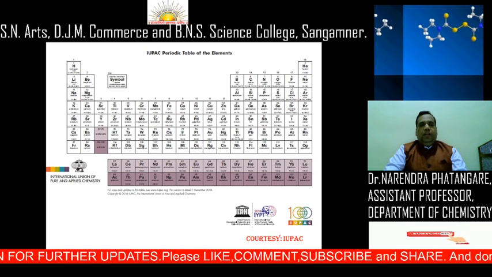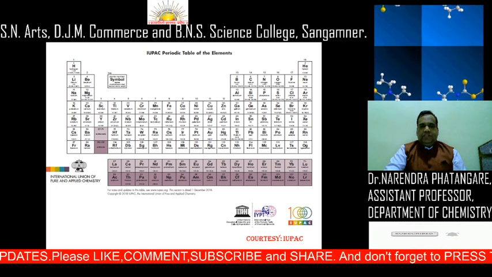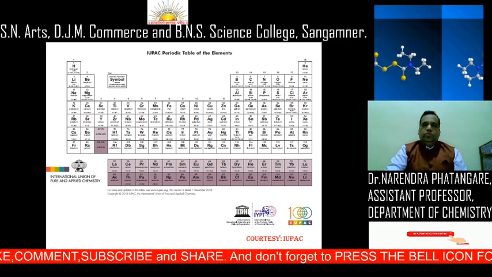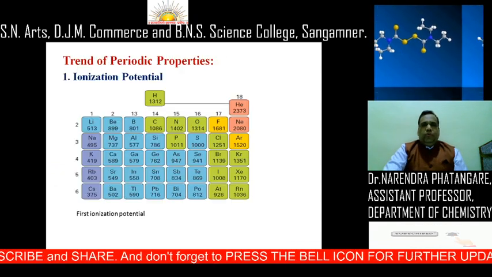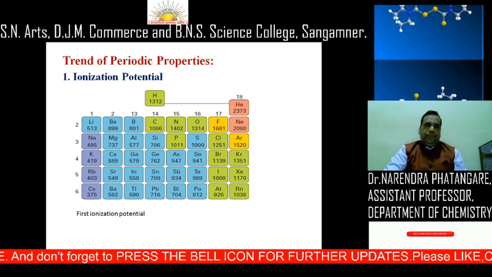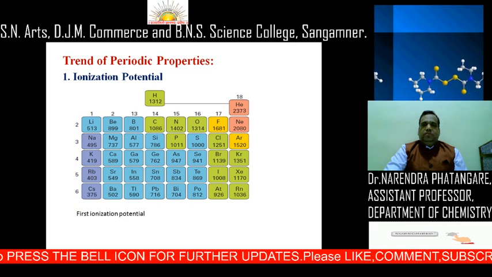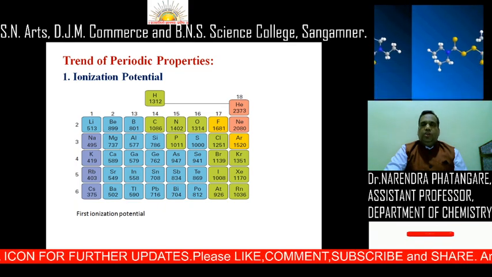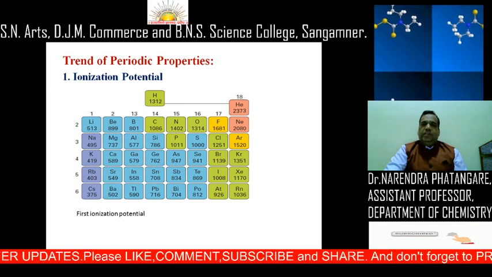The vertical lines are called columns, the horizontal lines are called periods, and everybody must know these basics. Now we are going to discuss the properties one by one in a simple and lucid way. First is the ionization potential. As the trend shows, from left to right, starting from lithium to neon, the ionization potential increases.